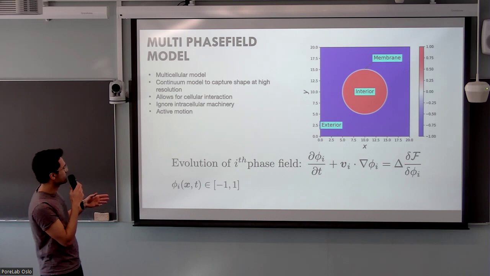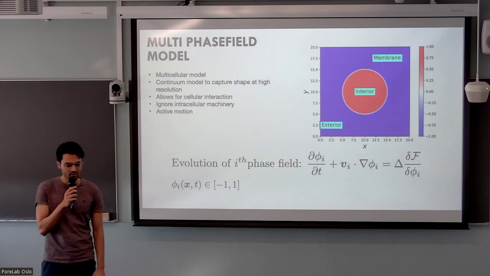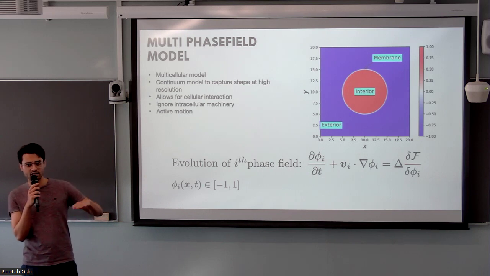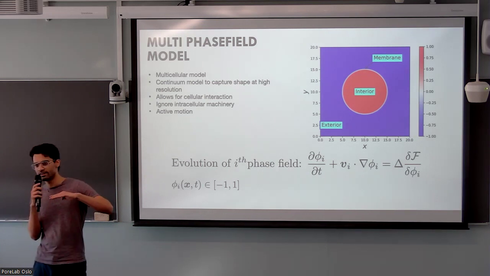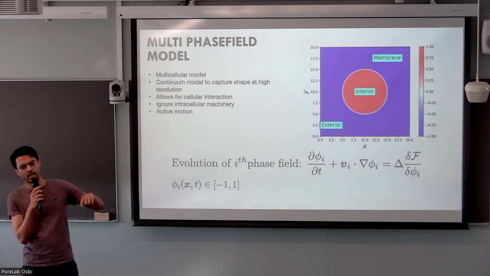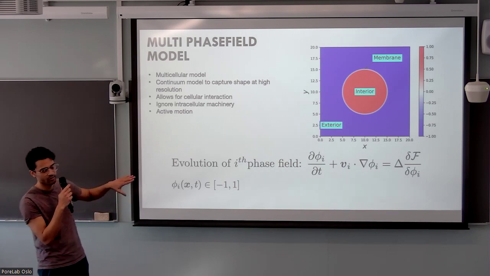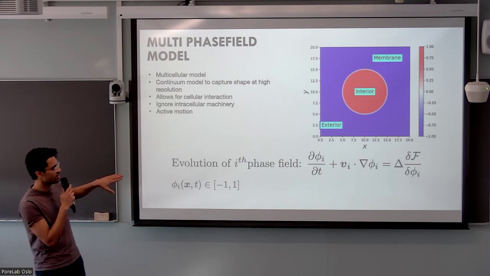And for this purpose, we use a multi-phase field model. So in this, we're looking at two-dimensional monolayers of cells. These cells move within a two-dimensional layer, so you can ignore what happens in the third dimension. We use a scalar field to represent each cell. This is called a phase field.